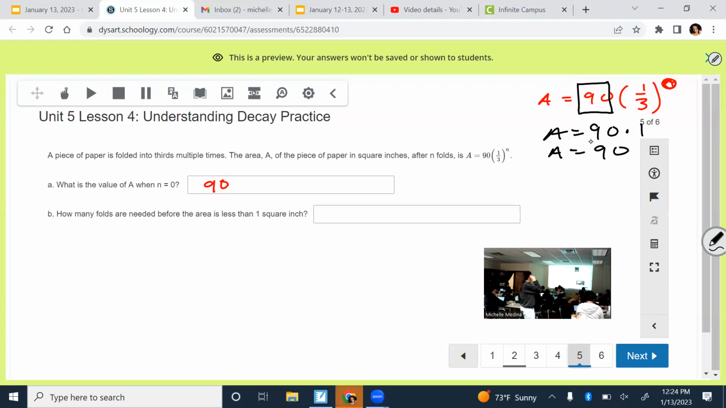Then, how many folds are needed before the area is less than 1 square inch? So that one, I did try solving it by plugging in 1 where? The A or the N? The A, because it wants to know when the area is 1 square inch.